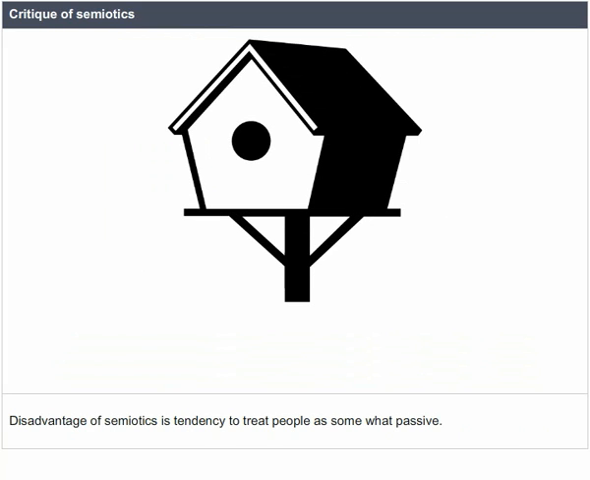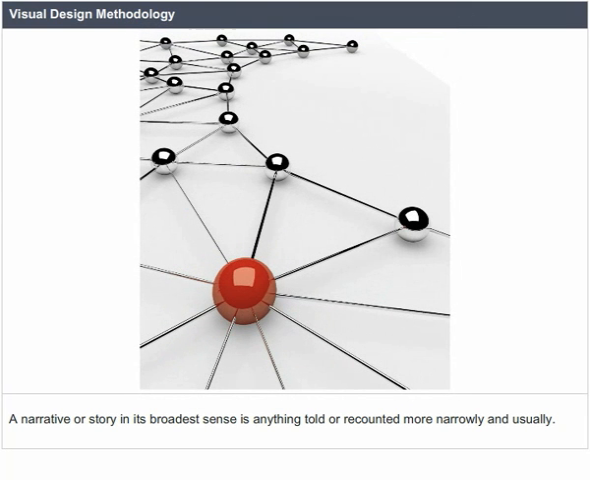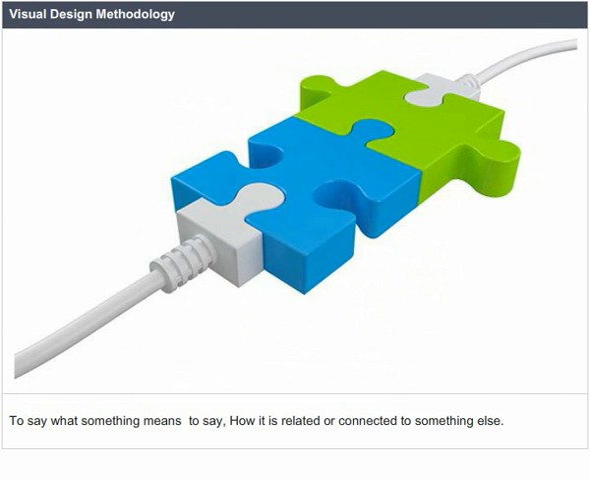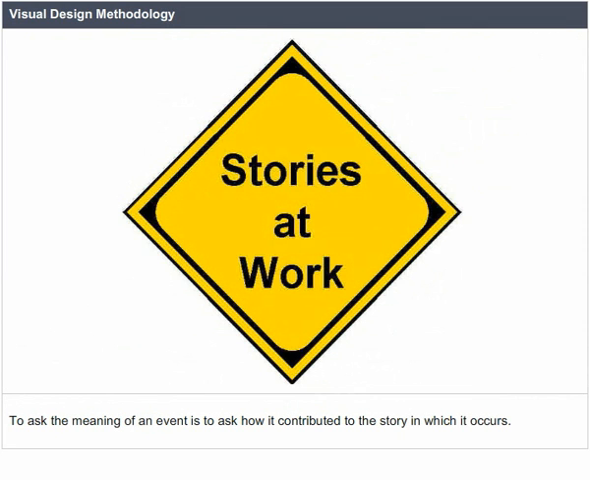Visual design methodology. A narrative or story in its broadest sense is anything told or recounted, more narrowly, and usually something told or recounted in the form of a causally linked set of events. An account, a tale, the telling of a happening or connected series of happenings, whether true or fictitious. To say what something means is to say how it is related or connected to something else. To ask the meaning of an event is to ask how it contributed to the story in which it occurs. It is the connections or relations between events.